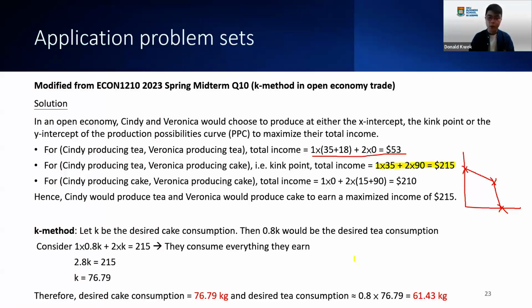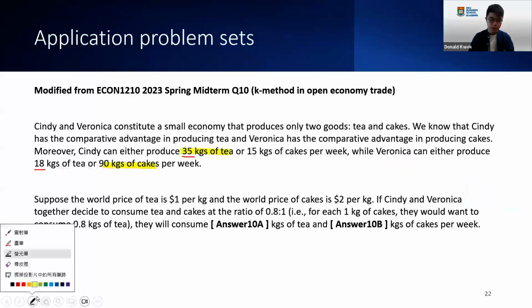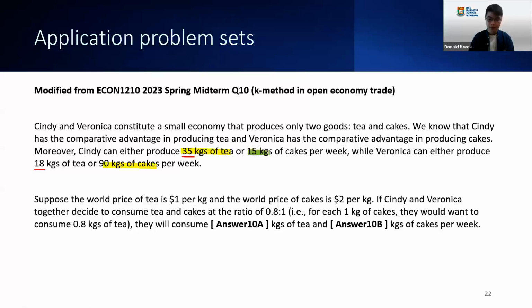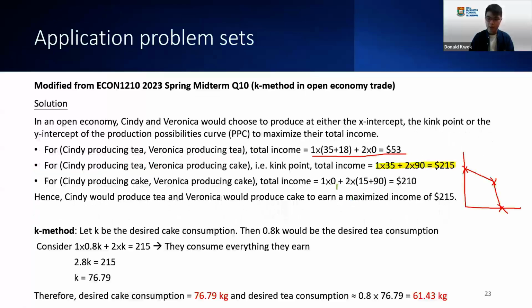And finally, at the y-intercept, where they only produce cake, the total production would be 15 kg of cake plus 90 kg of cake. And since cake is at $2 per kg, this is why the total income will be like this, 110. And as you can see, they can earn the maximum income at the kink point, and the corresponding income is 215. So we'll now apply the K method to solve this problem.